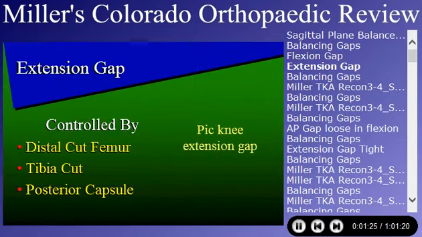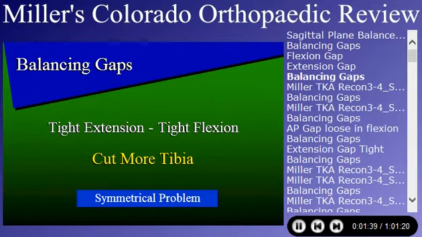In extension, I'm sorry the picture didn't show up, it's the same thing. The distal femoral cut controls the extension gap. The tibial cut also controls the extension gap, and also the posterior capsule. So those are the three structures. So if you go through balancing of the gaps, here are the scenarios. I'm going to go through every single one of them.